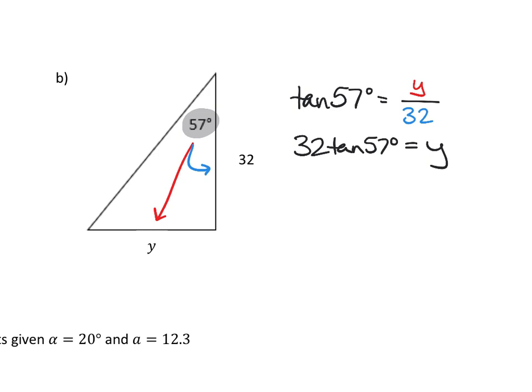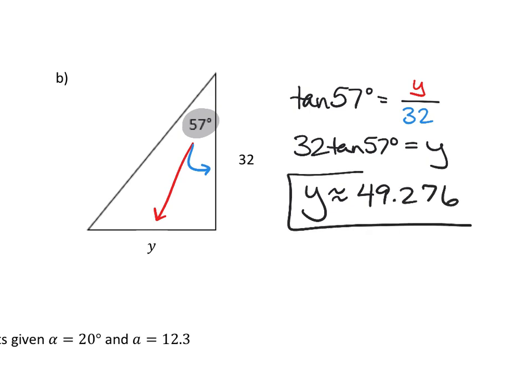Since right there my variable is already isolated, that would be all I need to type into my calculator. 32 tangent of 57 degrees. Am I in degrees? Yes, I am. Press enter. We know that y is approximately equal to 49.276 units long, however long we're measuring.